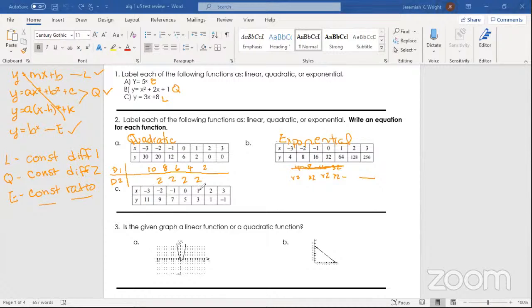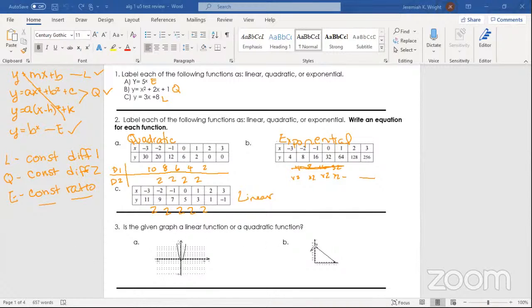All right, so that means this one must be linear, but let's look at the differences to be sure. 11 minus 9 is 2. 9 minus 7, 2. 7 minus 5, 2. 2, 2. All right, so this one is definitely linear as well. So we did well with those.